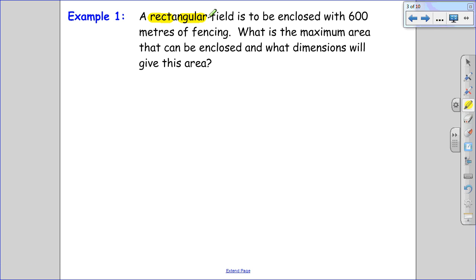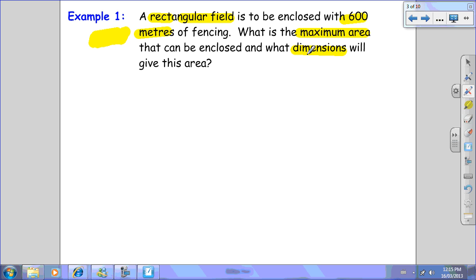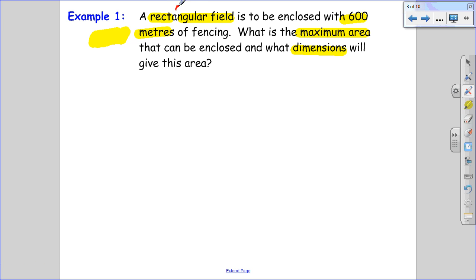So rectangular field, okay, so that gives me a little visual. I've got a rectangle. It's enclosed with 600 meters of fencing. What's the maximum area that can be enclosed, and what are the dimensions that'll give this area? Okay, so that tells me it's rectangular. It's going all around with 600 meters of fencing, so that tells me the perimeter is 600. I want to find the area, and I want to find the dimensions.